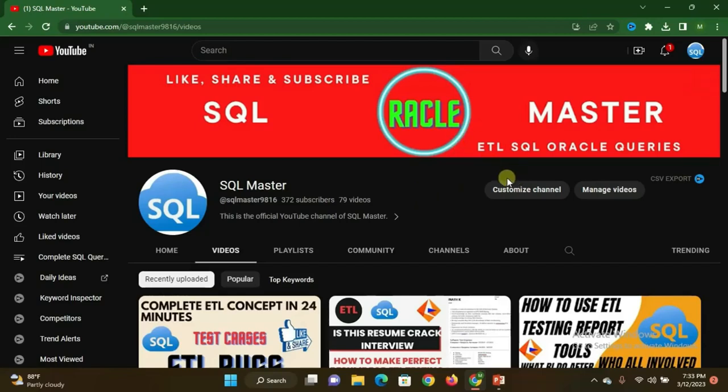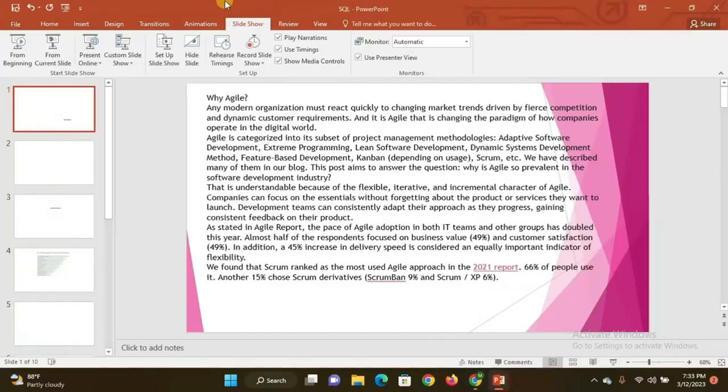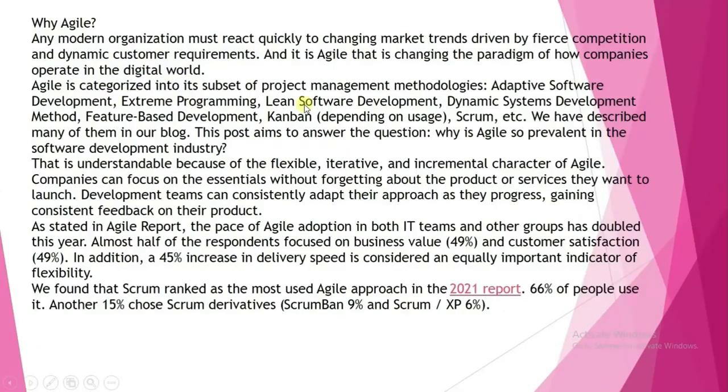Let us move to the slides I made here, and I will show you these things. So the first thing is why Agile. Any modern organization must react quickly to changing market trends driven by fierce competition and dynamic customer requirements. Customer requirements are very demanding nowadays. This indicates that Agile is changing the paradigm of how companies operate in the digital world.